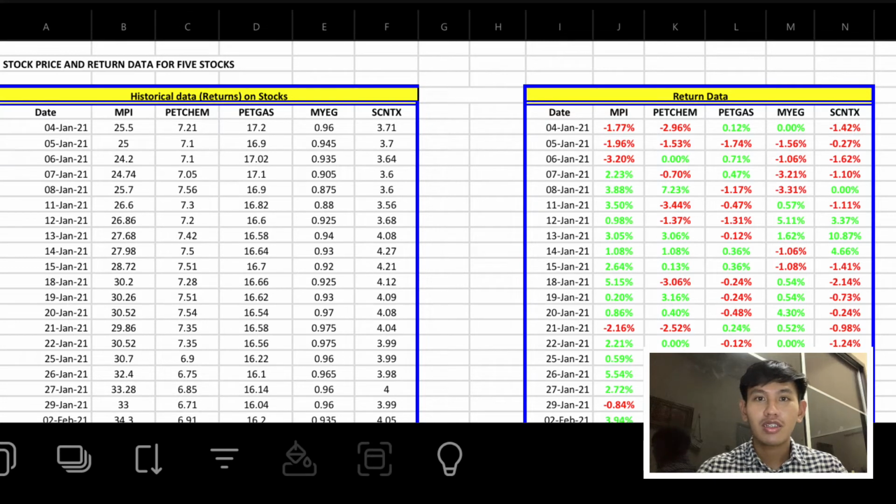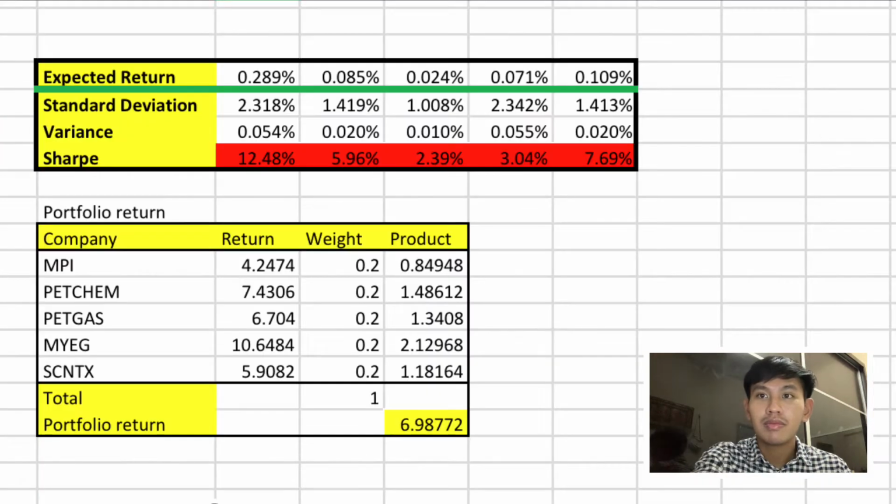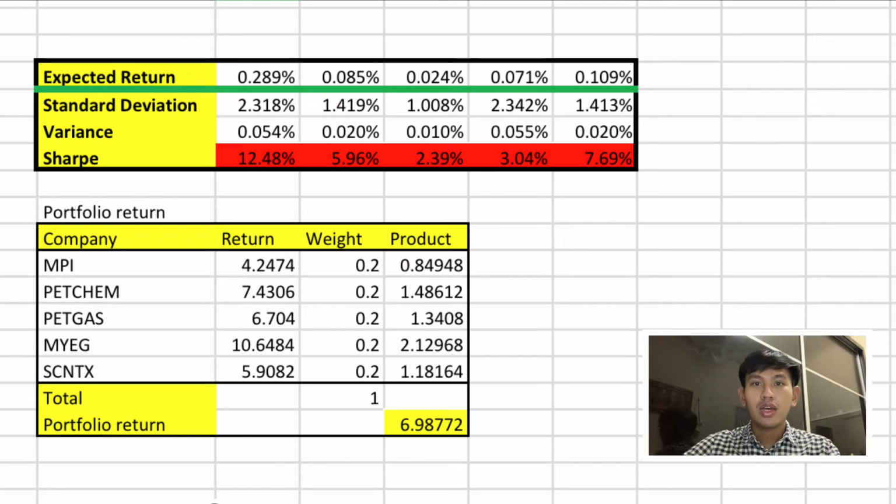So this is the stock price and also the historical data for each of the company starting from 4th January until 31st of December. So we can see in this part is the expected return for each of the stocks and also the portfolio return of all the stocks that are invested. And we can see that the portfolio return for all of the stocks I select is 6.98.